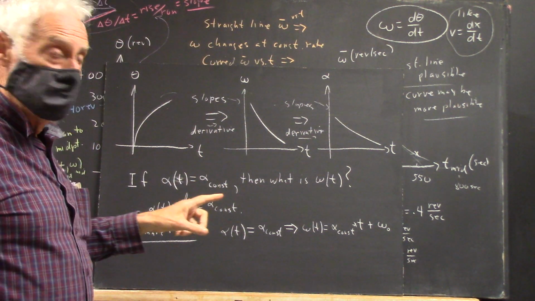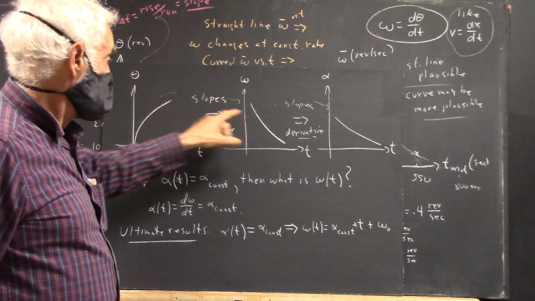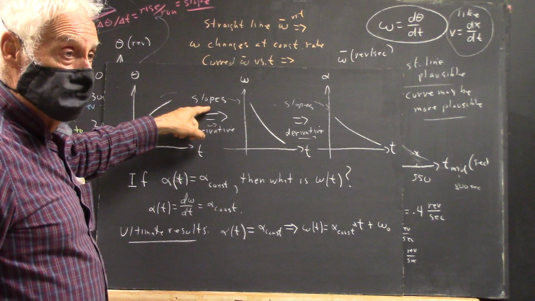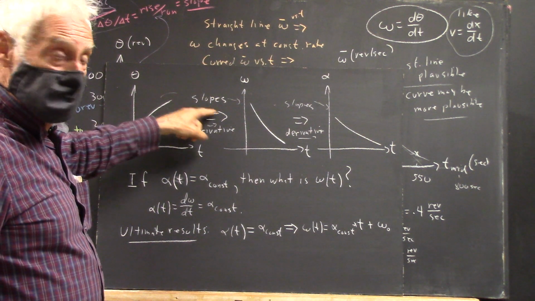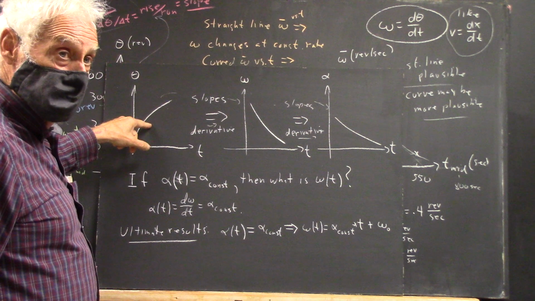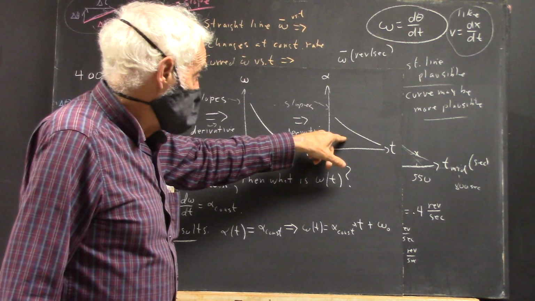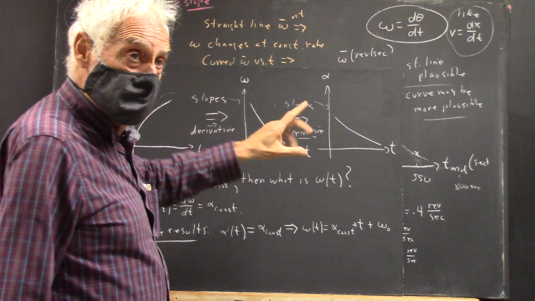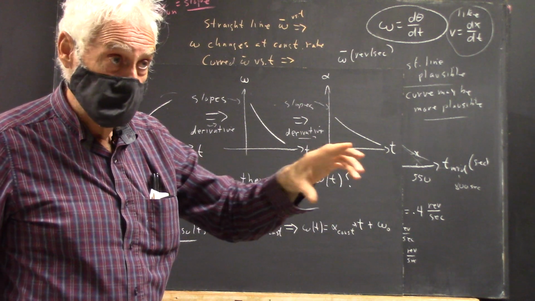From what we've just seen, we know that to get from this graph to this graph, we just take the slopes. Values of omega in this graph are the slopes of this graph. And the values of alpha here are the slopes of this graph in the specific way we've seen.